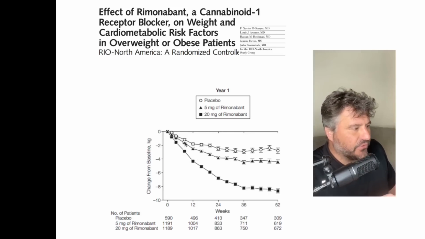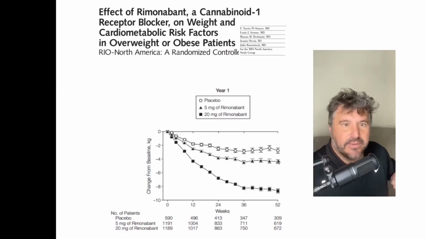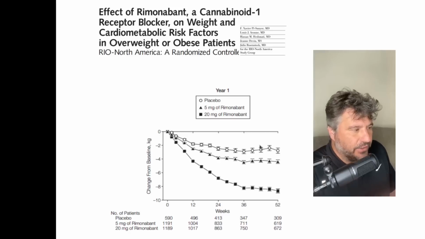These groups, the black triangles, were given the same advice but a low dose of rimonabant. So now they have less CB1 activity. They're trying to eat less and move more, and they have less CB1 activity, and you can see that close to doubled their weight loss.